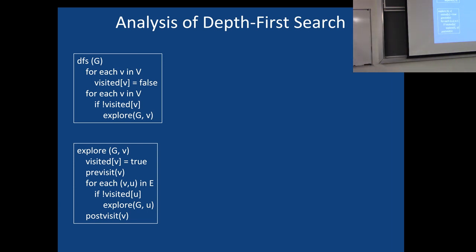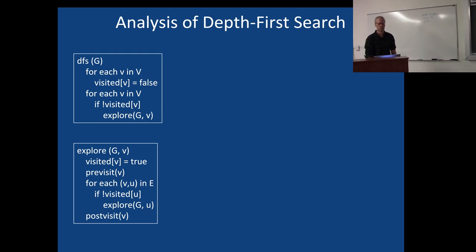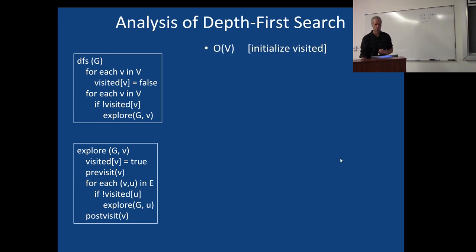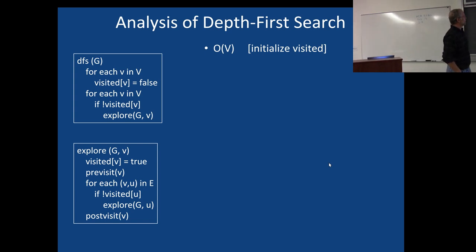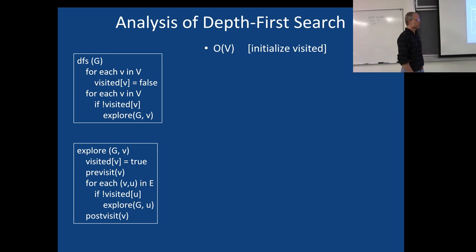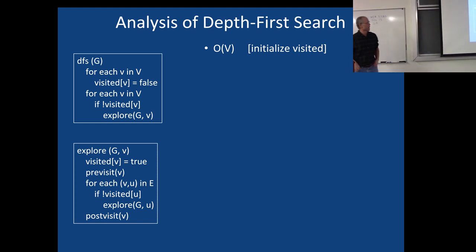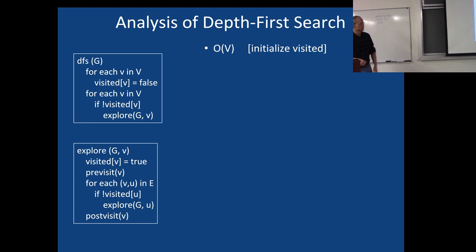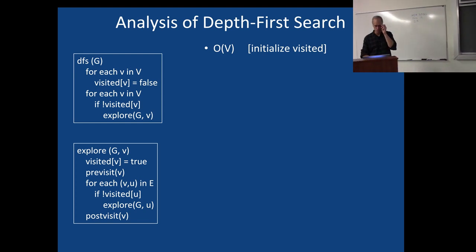So to analyze this, we have to count very carefully, make sure we don't overcount. So let's just start counting. Okay, first thing we have to do is initialize a visited array. So that's O of V. That's easy enough to see. The visited array is just a Boolean array, trues and falses, one entry for each vertex. So that's O of V.